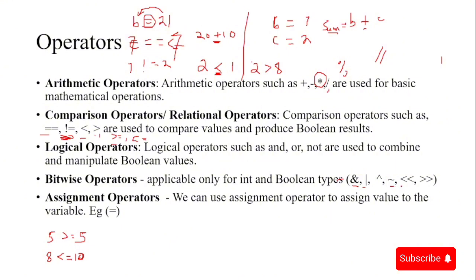Then we have the double less than signs. We call it the bitwise left shift. Then we have the bitwise right shift. So that is for the bitwise operators. Then lastly we have the assignment operators, of course, which we've already said. We can use the assignment operators to assign a value to the variable. So that is the different operators that we have.